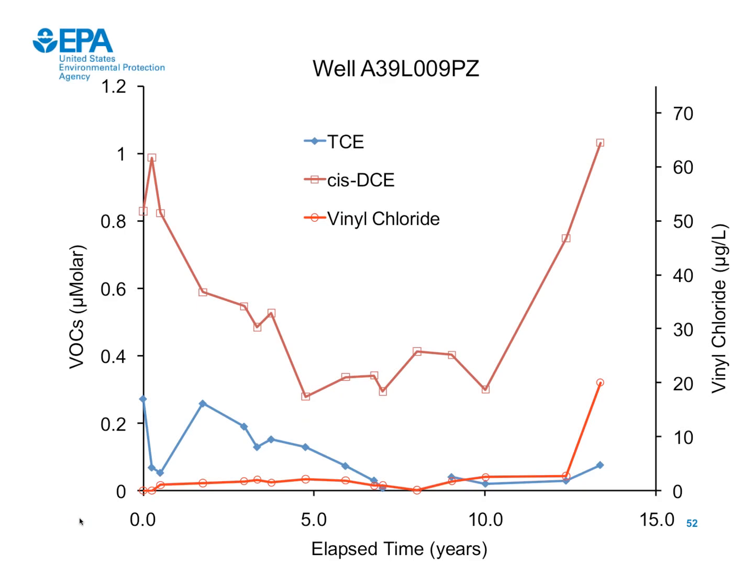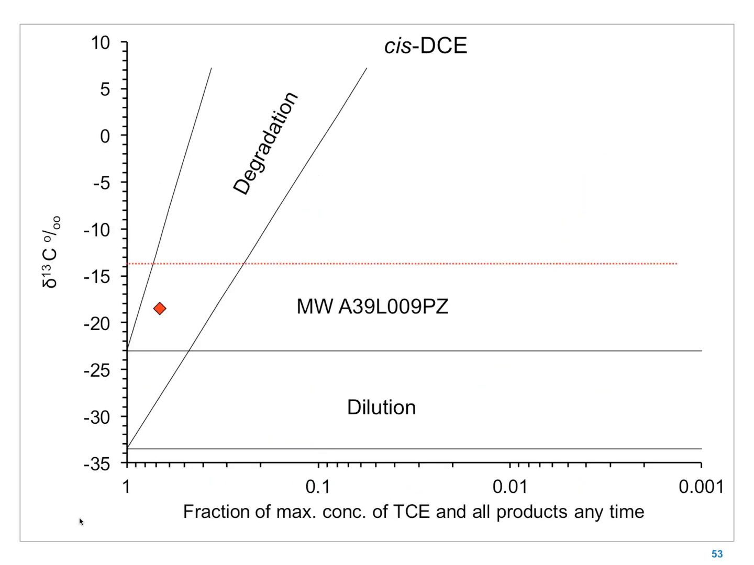And so, is this basically a well sampling a different portion of the plume? Is the behavior changing? What's going on with it? Next slide. Well, it does look like cis-DCE is being degraded, even though the concentrations have gone up to near the maximum. But that's not an unequivocal call. That's probably what it is. Next slide.